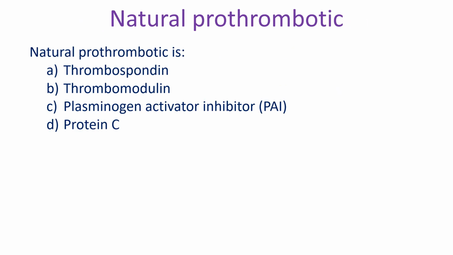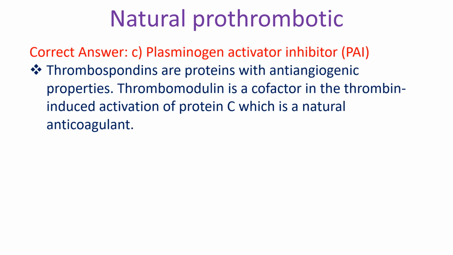Natural prothrombotic is A. Thrombospondin, B. Thrombomodulin, C. Plasminogen activator inhibitor, D. Protein C. Correct answer C. Plasminogen activator inhibitor. Thrombospondins are proteins with anti-angiogenic properties. Thrombomodulin is a cofactor in the thrombin-induced activation of protein C, which is a natural anticoagulant.